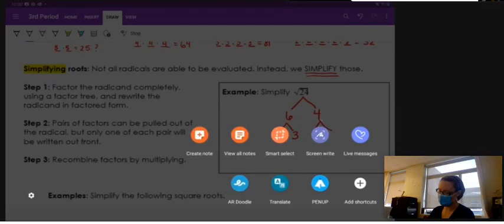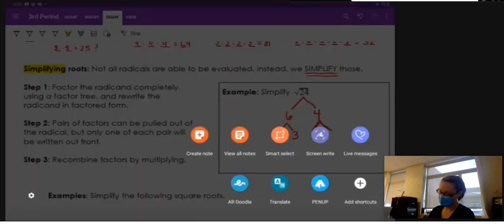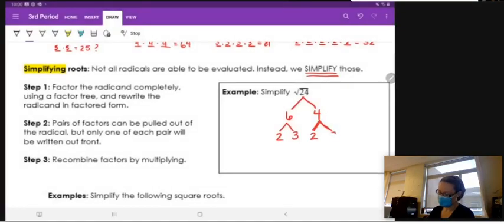So 4 can be split up again. This 4 over here can split into 2 times 2. 2 cannot be split up again because the only thing you could split 2 into would be 2 times 1. But then you could do it again and again, and you would just go forever. So if you get to the point where you can only split it into something times 1, then you can stop. It's called a prime number.